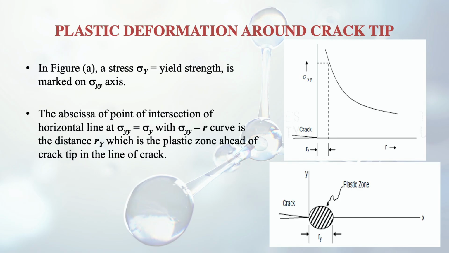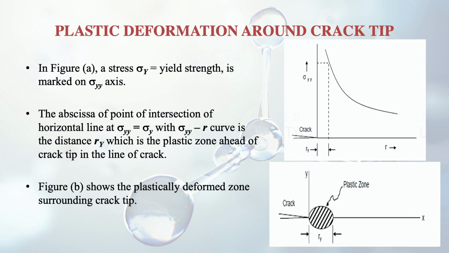This curve is going down, somewhat exponentially. If we draw a horizontal line from the yield strength point, it will intersect this curve at some point, and from there we can draw a vertical line which will cut the x-axis at a certain point. The length where it cuts gives us the length of our plastic zone. That's what is shown in this figure, and in figure B it is shown in hashed form. That hashed form is the plastic zone of the material near the crack tip.